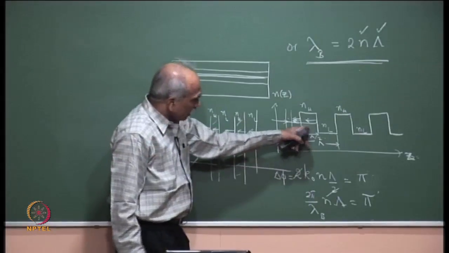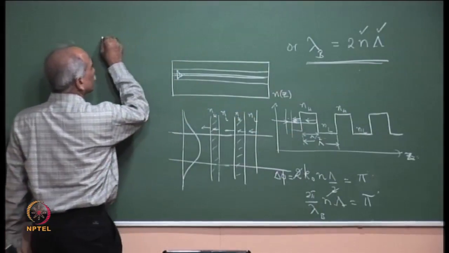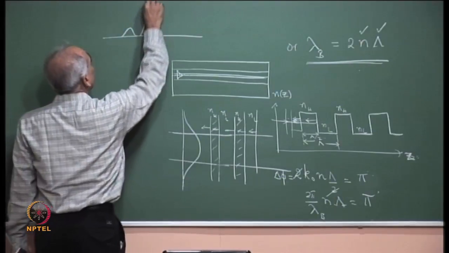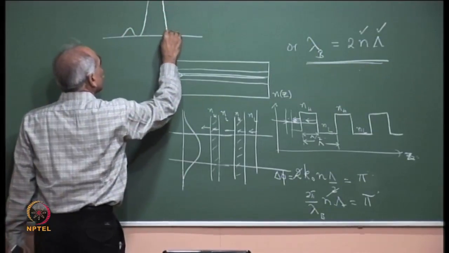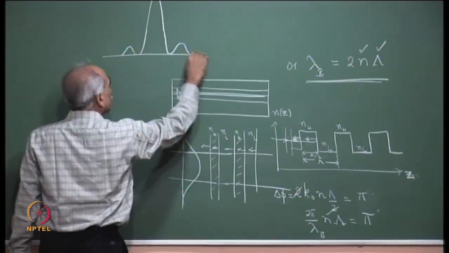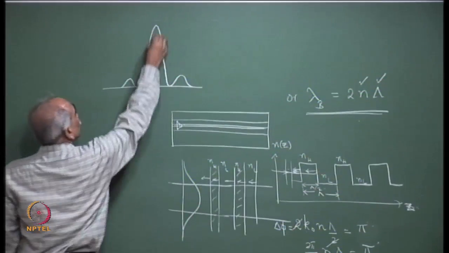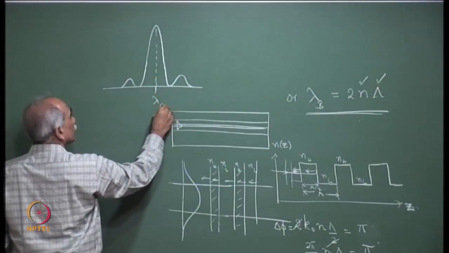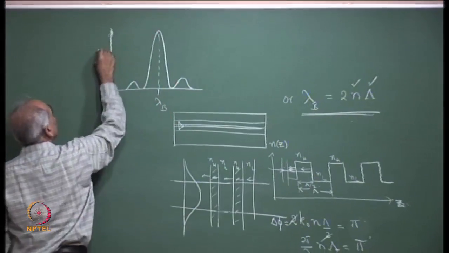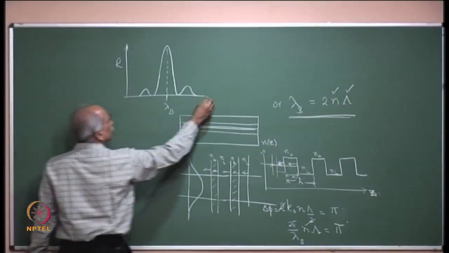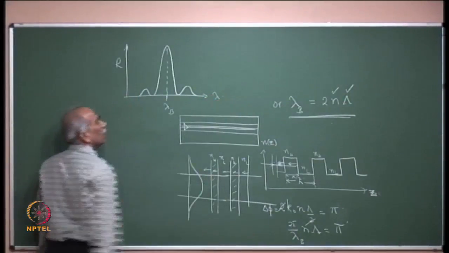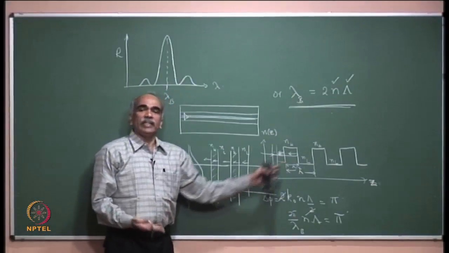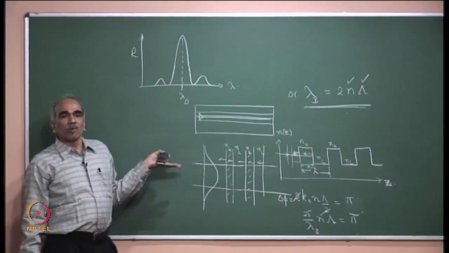So, if you see the reflection spectrum of such a structure, you will see that there are side lobes because of Fourier components of the step like variation. So, this will be the wavelength lambda b. What I have plotted here is reflection R versus wavelength lambda. This is the basic idea behind operation of a Bragg grating.